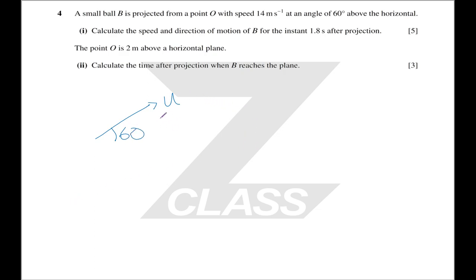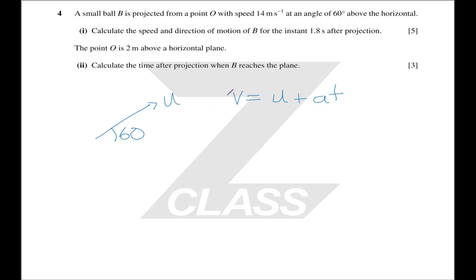So there are two components to this. We have a horizontal component, u cos 60. That is not going to be changing. We have a vertical component, which is going to be changing due to gravity. And so what we want to do is say, okay, what is our new speed? v equals u plus at, at a time 1.8 seconds after projection, in the vertical direction. And then we recombine our new vertical component with our unchanged horizontal component to get the speed.